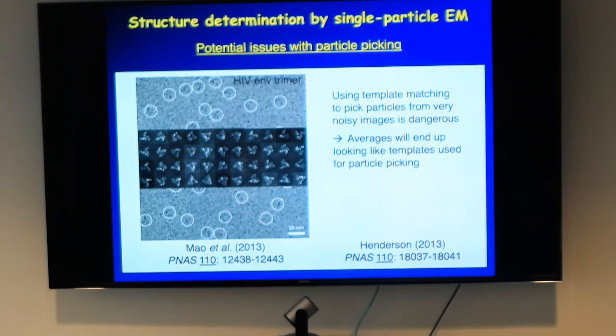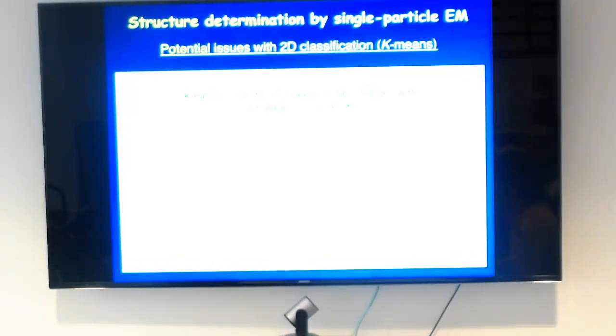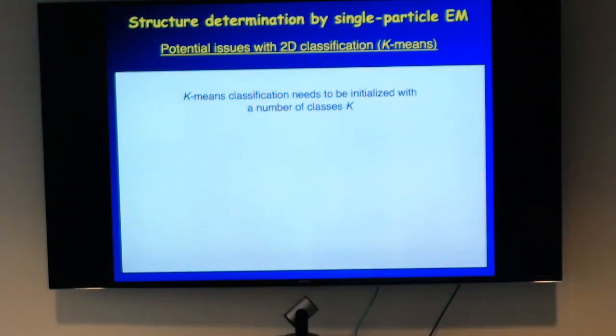And then you calculate your averages, and those averages are fairly serious because it was interactively done. And so you can then use those averages to pick the particles automatically. But if you start with auto-picking with templates that you choose from wherever, the particles will end up looking like the particles that you used, the reference that you used to pick. So it's a good idea to really first pick some images by hand and calculate your own averages. K-means classification is the typical way that the people calculate 2D classes.